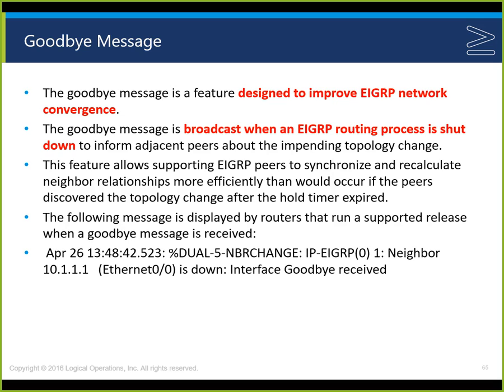Anyway, the goodbye message is designed to improve the convergence. It tells a system that I'm leaving. It's broadcast when an EIGRP routing process is shut down to inform the peers of the impending topology change, so that they don't keep sending hello messages and have to wait for the timeout in order to say, okay, this one is not available anymore. Synchronize and recalculate the neighbor relationships more efficiently. And this is the message down here that is displayed: neighbor is down, interface, goodbye, received.